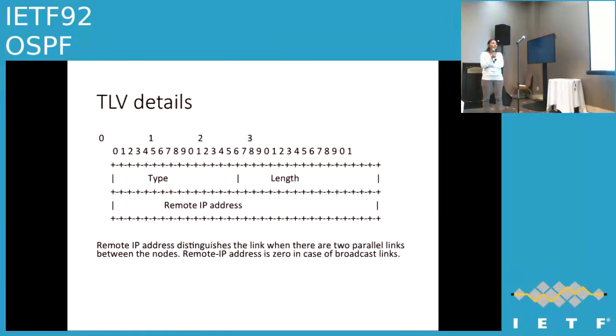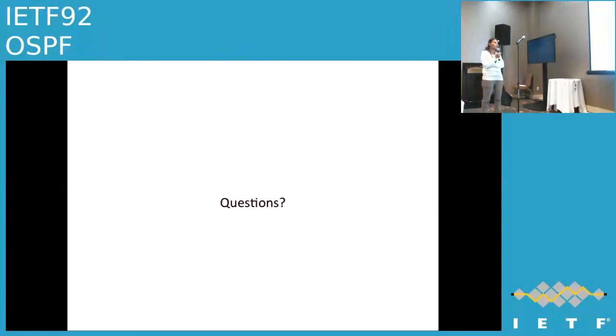So the sub-TLV details. This TLV is carried as a sub-TLV of the extended link TLV. It has the type, length, and the remote IP address. The remote IP address is needed to identify the link when there are multiple parallel links connecting two nodes, because the extended link TLV just has the link ID and link data. So if there are multiple parallel links, with that information, you may not be able to distinguish which exact link is going for maintenance. So we have the remote IP address also along with this.